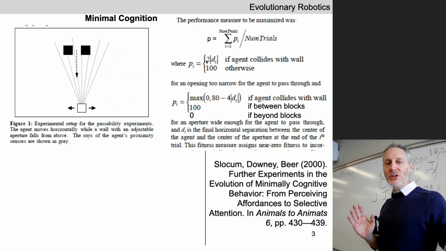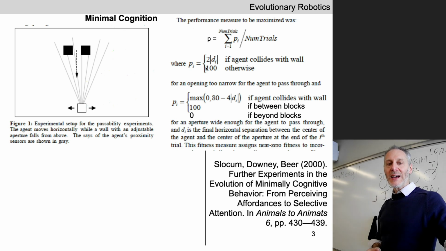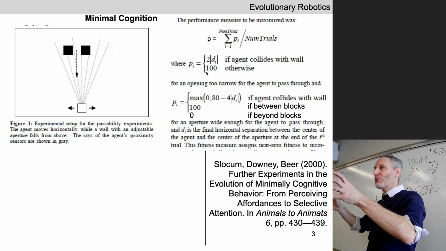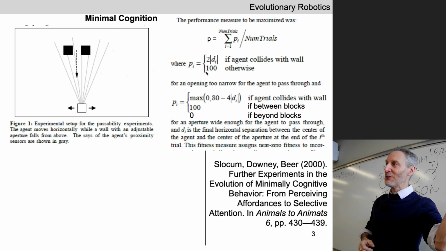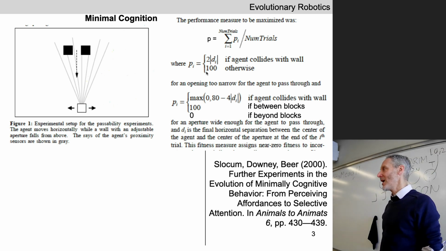So P sub I is going to be 2 times the absolute value of D sub I if the agent collides with the wall when the opening, or the aperture, is too narrow, and it gets maximum points, 100 out of 100, if it doesn't collide with the walls. If when the pair of objects falls, the robot is sufficiently far to the left or sufficiently far to the right that it doesn't touch the object, that's the best thing it can do.